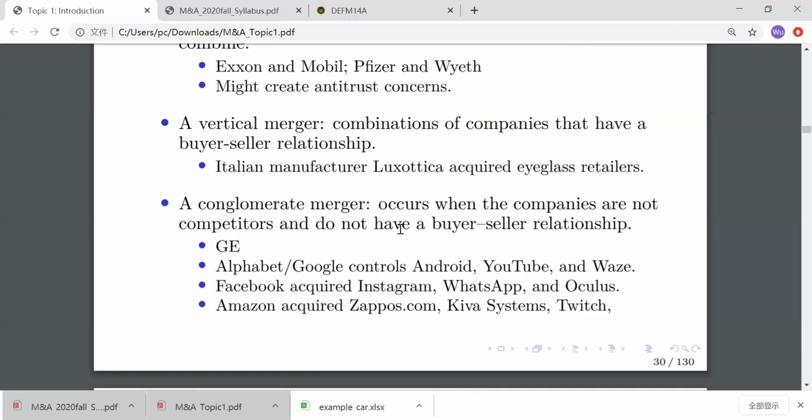And also Google, right? Google has Android, YouTube, Waze. They are all different industries. And also Facebook acquired Instagram, WhatsApp, Oculus. These are somewhat related, but they are still very different areas. And also Amazon acquired Zappos, Kiva Systems, Twitch. They're all different industries. Twitch is in the gaming industry, Zappos is an online retailer. Amazon recently also bought Whole Foods. That's a food retailer store.